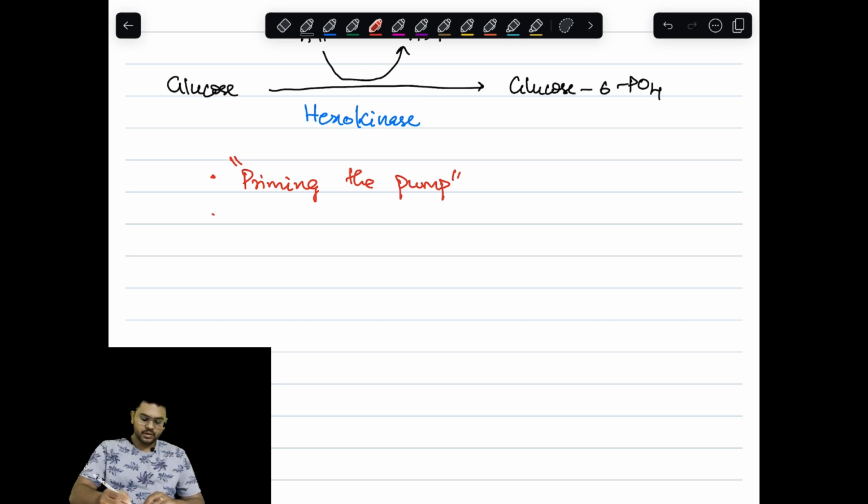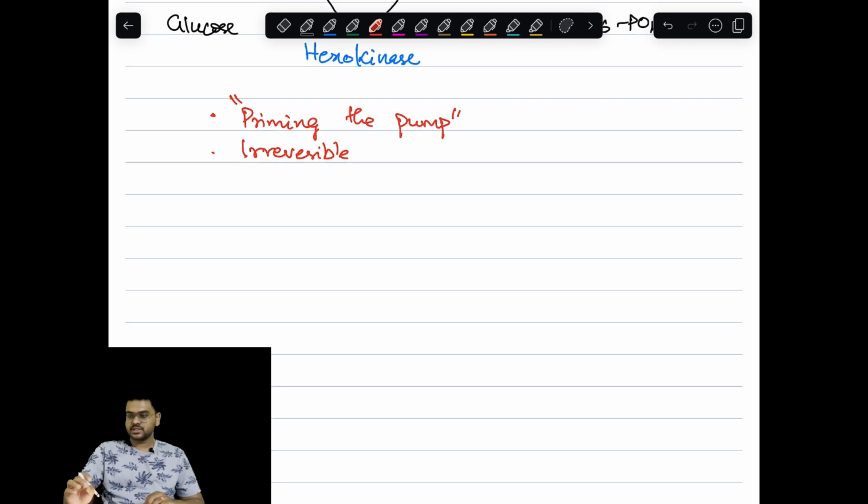So this is the first reaction of priming the pump. What is the second importance of this reaction? It is an irreversible step. It is irreversible under physiological conditions, and it has a very high negative delta G. That's why it is an irreversible step.